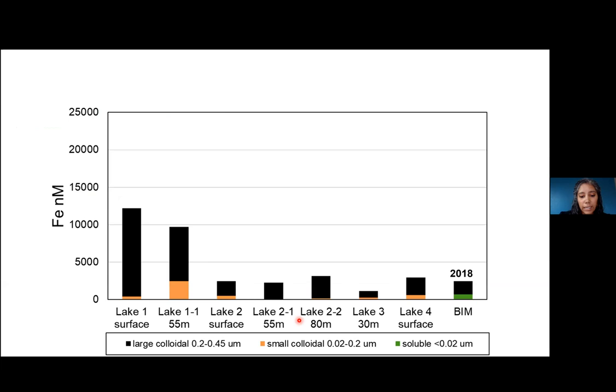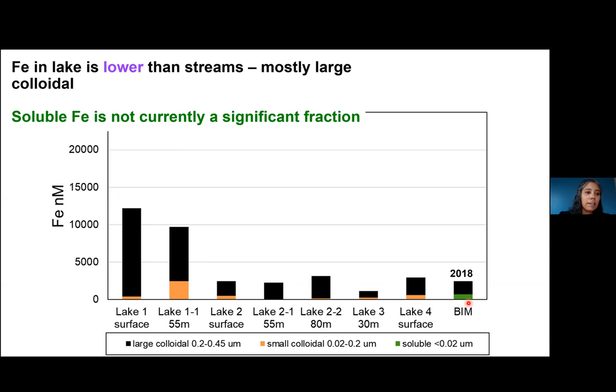Similar view now, looking at the lakes. We collected, like I said, at the surface and at depth, and then compared to this big ice marginal lake, or that system that we got in 2018. The iron is actually lower than in the streams. Most of it is that large colloidal iron, and that soluble iron fraction really doesn't seem to be apparent at all in these lake systems. That was actually pretty surprising to us, that we don't find any of that bioavailable iron anymore.